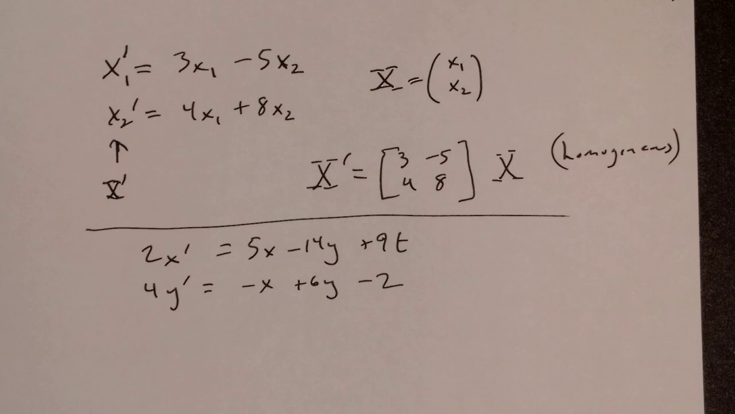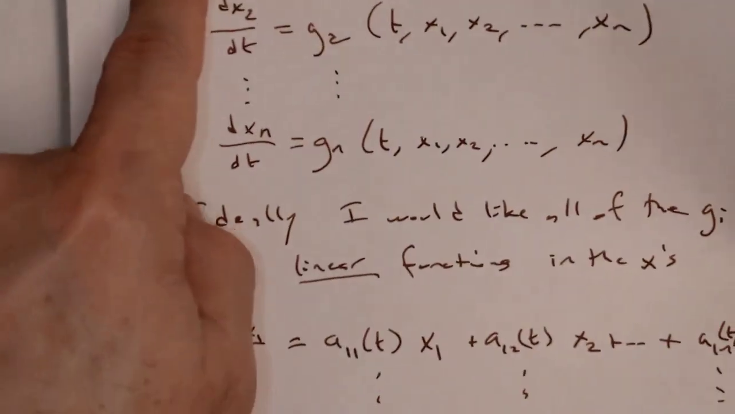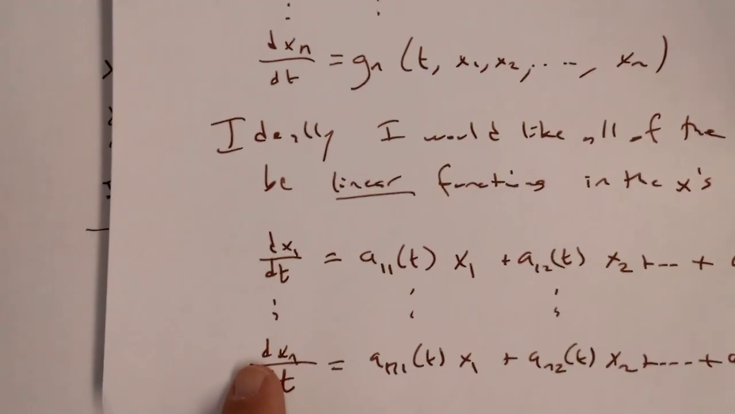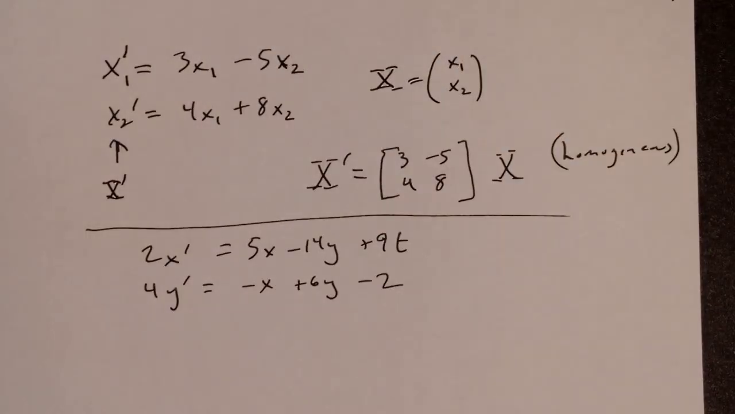Now, what bothers me is actually on the other side. What bothers me on the other side is the 2 and the 4. Because in my previous example, I just had x prime alone. I had y prime alone. And as a matter of fact, in the setup for all of this, I wrote dx dt all alone every time. So I just need to divide by 2 and divide by 4 before I convert this to a matrix.